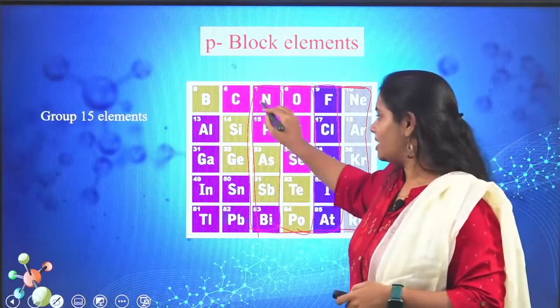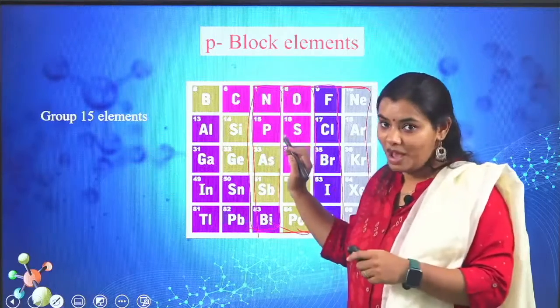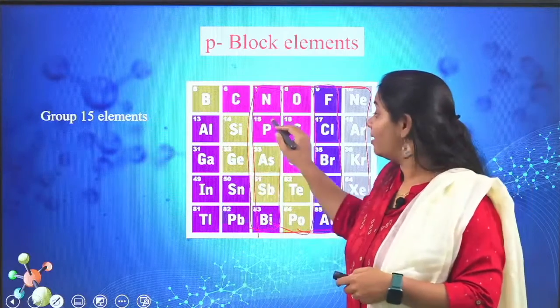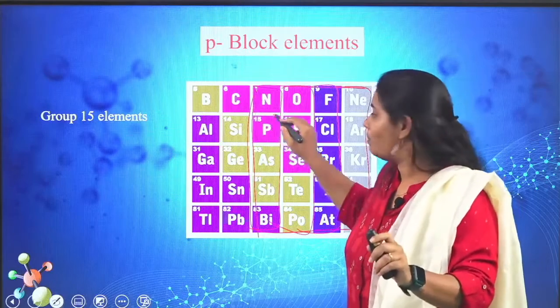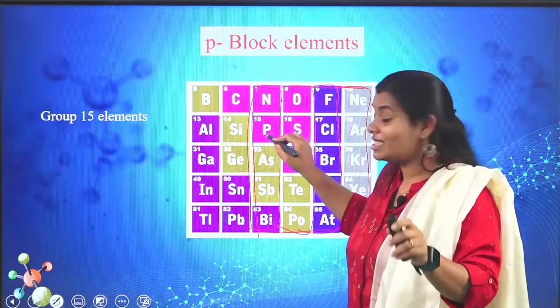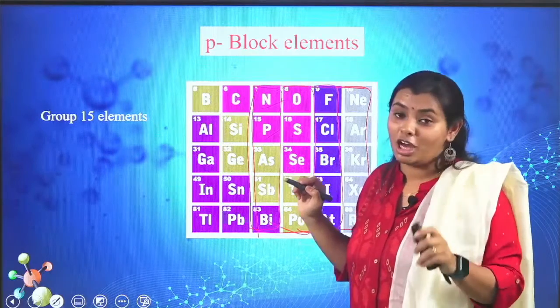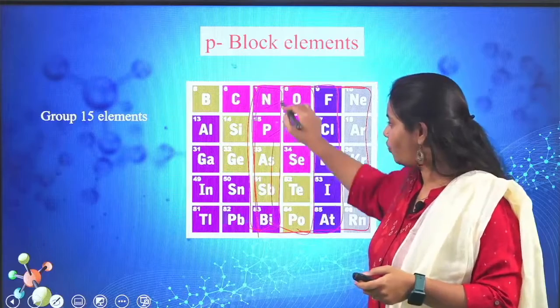Group 15 elements, your nitrogen, phosphorus family. So this is actually the nitrogen family, right? We will be studying the nitrogen family, especially nitrogen and phosphorus: the oxoacids of phosphorus, the oxides of nitrogen, and dinitrogen, how do we prepare dinitrogen? All of those we will study in group 15 elements.